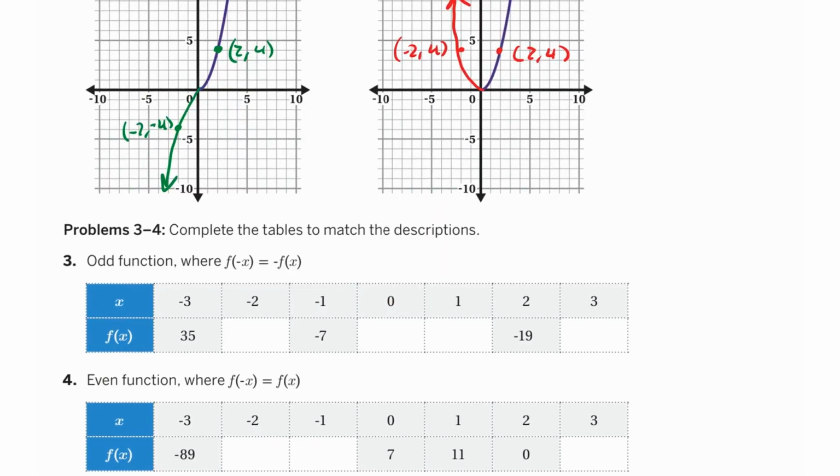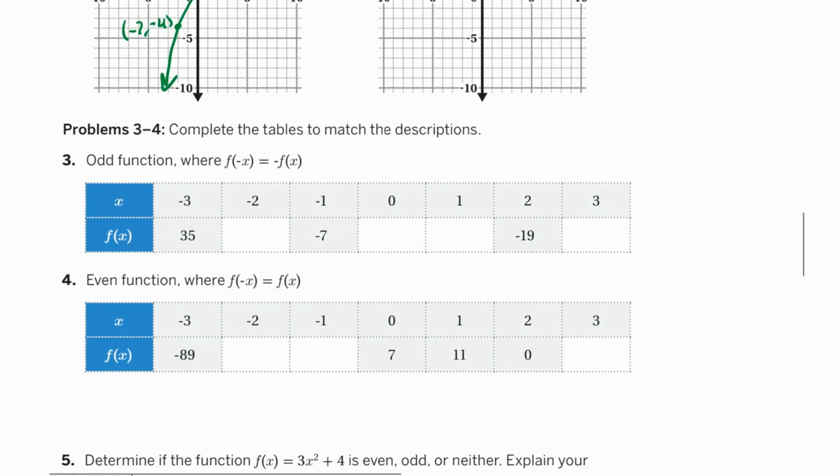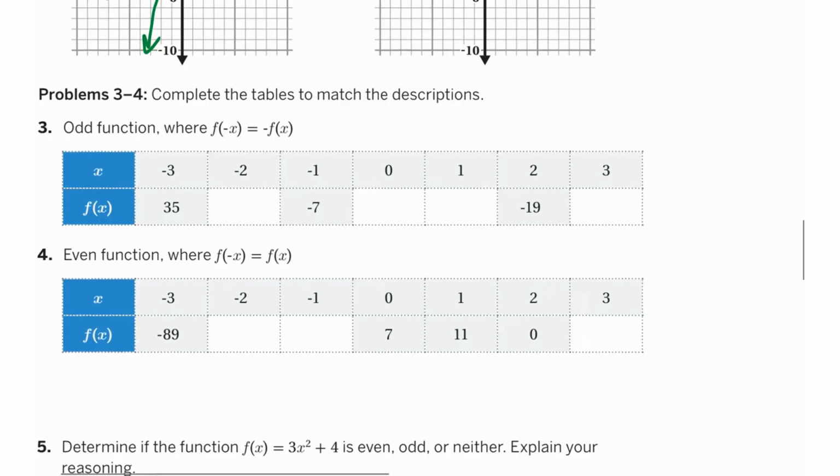For problems 3 and 4, complete the tables to match the descriptions. The first one, we're given that it's an odd function, so when we have a negative input, it gives us the negative output. When I look here to see what's in this spot, I just have to look for the negative input of that. If we're starting with -2, we look at +2. We see that we get a -19. We want the opposite of that, so we're going to have +19.